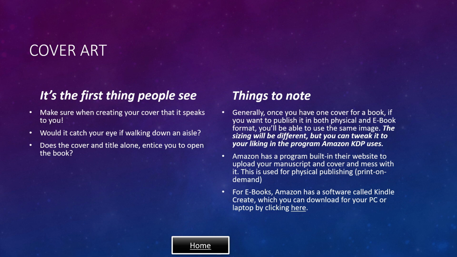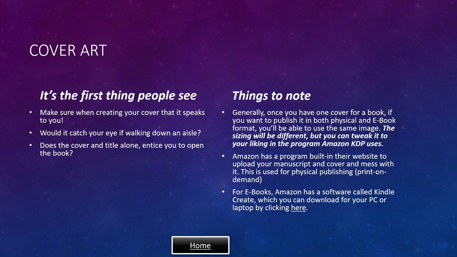Things to note. Generally, once you have one cover for your book, if you want to publish it in both physical and ebook format, you'll be able to use the same image. The sizing might be different, but you can tweak it to your liking in the program Amazon KDP uses. Amazon has a program built into their website that helps you upload your manuscript and cover and tweak it. This is used for physical publishing, aka print on demand.